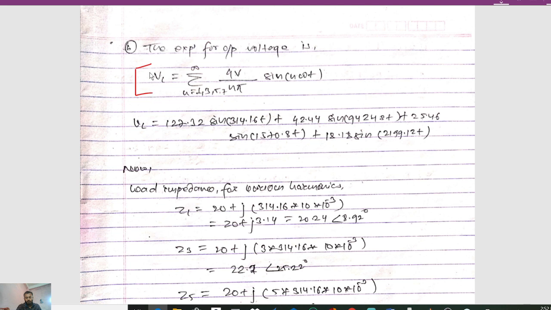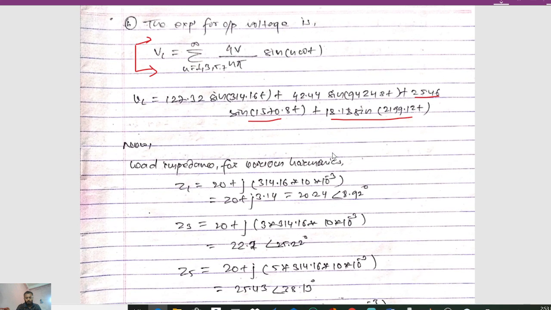Now if you substitute the value of voltage, as previously solved in question number 1, we will get VL as 127.32 sin omega t, which is the case for n equals 1. Similarly 42.44 for n equals 3, 25.46 for n equals 5, and the corresponding value for n equals 7.